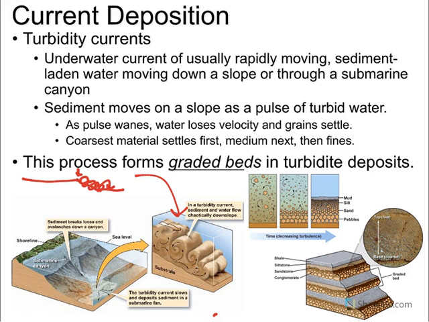As it's getting deposited, initially, because it's moving fast, only the big grains are going to get deposited first, which is what you can see here. As the current starts to slow down, the particle sizes get smaller and smaller. That's why we call it a graded bed. Large particles on the bottom, small particles on the top.